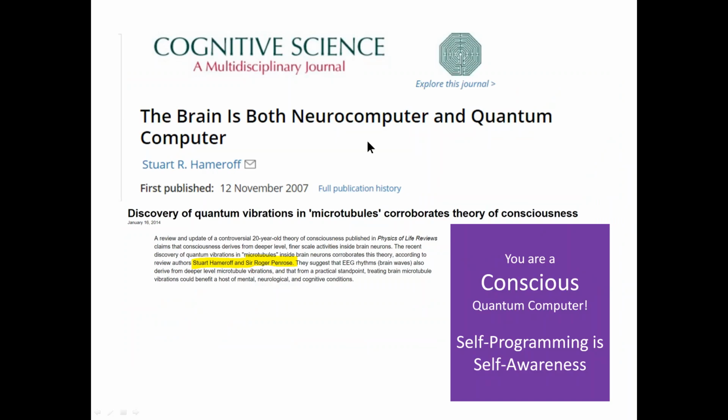Now, what I'm telling you is also out there in literature. Hameroff was the guy who was really talking about the microtubules. He and Penrose have a whole theory that we are a quantum computer. They only connected with the microtubules. I went deeper than that, but that's their model. And you can see the brain is both a neurocomputer, as you would normally think of it, but also a quantum computer. So you are a conscious quantum computer, and that's really a good thing.